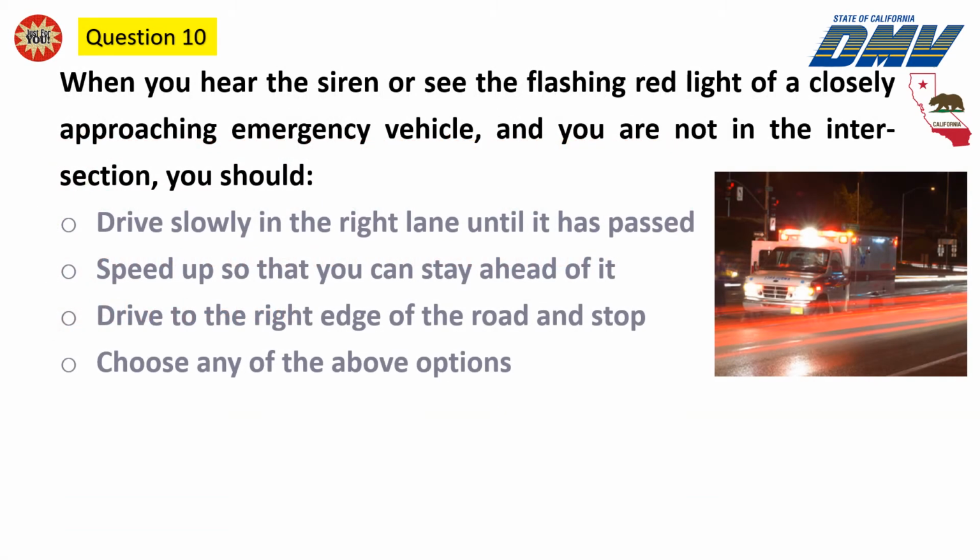Question 10. When you hear the siren or see the flashing red light of a closely approaching emergency vehicle, and you are not in the intersection, you should drive slowly in the right lane until it has passed. Speed up so that you can stay ahead of it. Drive to the right edge of the road and stop. Choose any of the above options.